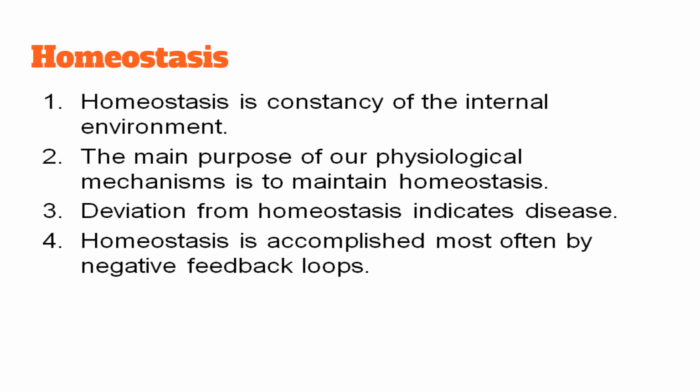Homeostasis is accomplished most often by negative feedback loops, where it helps to decrease the response of some type of effector. But we also have another type called a positive feedback loop, which is important for something like blood clotting, where we want the effect to continue until it has completed its action.